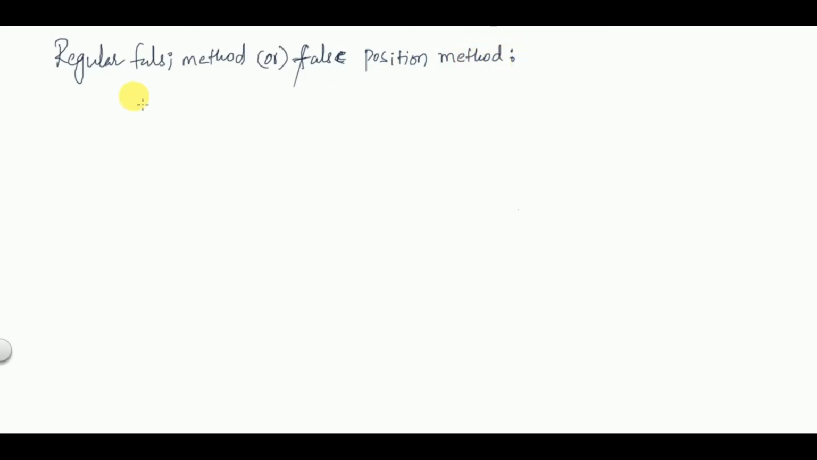So in this video we are going to learn about the regula falsi method. Regula falsi method, or it is also called the false position method. Okay, so it is also called the false position method or regula falsi method.